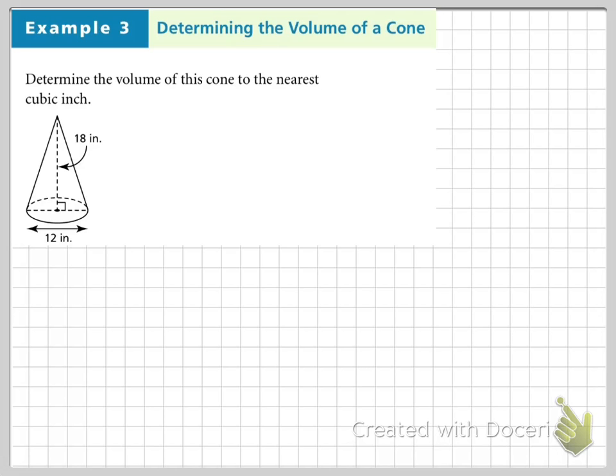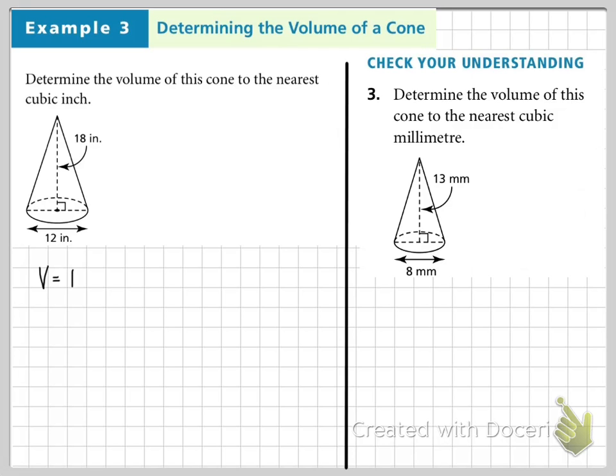Here we are at example 3, determining the volume of a cone. Determine the volume of this cone to the nearest cubic inch. We have a diameter of 12 and a height of the cone of 18 inches. Well, we're going to need the radius, so remember the diameter divided by 2 is the radius, so the radius will be 6. So we can say now the volume is base times height divided by 3, which is pi r squared times the height divided by 3.